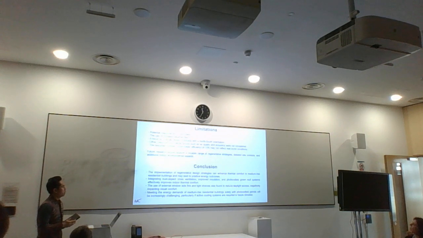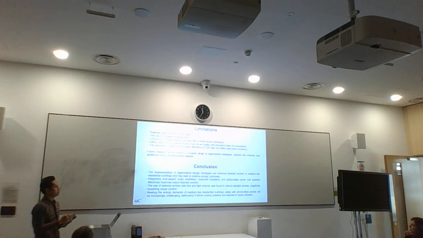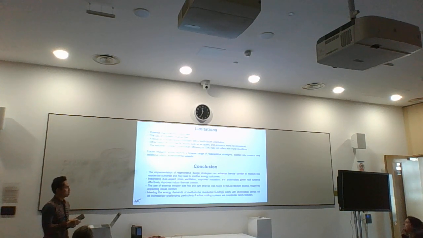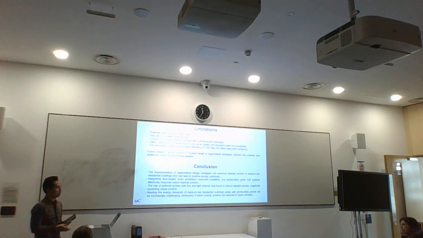So the conclusion is that the strategies implemented, such as cross ventilation, improved insulation, photovoltaic and green roof systems, could improve the indoor thermal comfort in the 2020s climate scenario, but could not perform really well in the future climate scenarios.